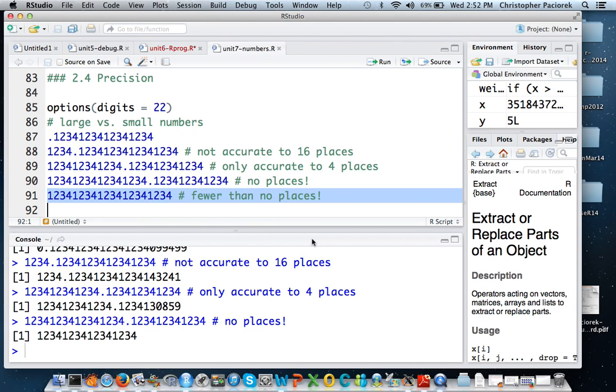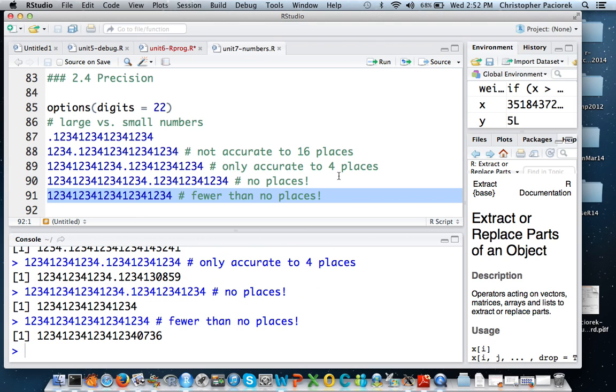And things get even worse. Here's a number I'm trying to represent: a value that's basically 10 to the 20th. I can represent numbers of that order of magnitude, because we've already said I can represent numbers as big as 10 to the 308th. But I can't represent those numbers exactly.